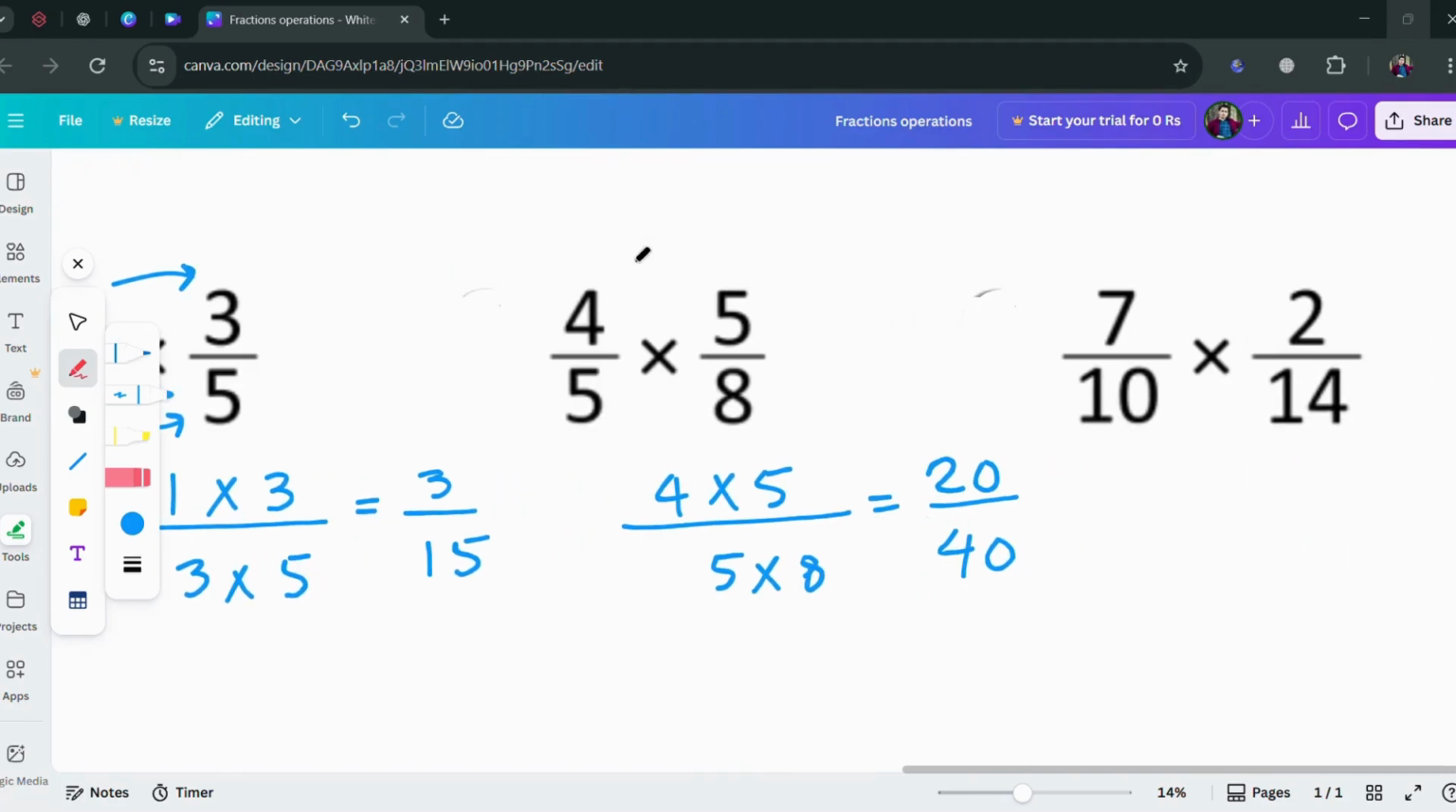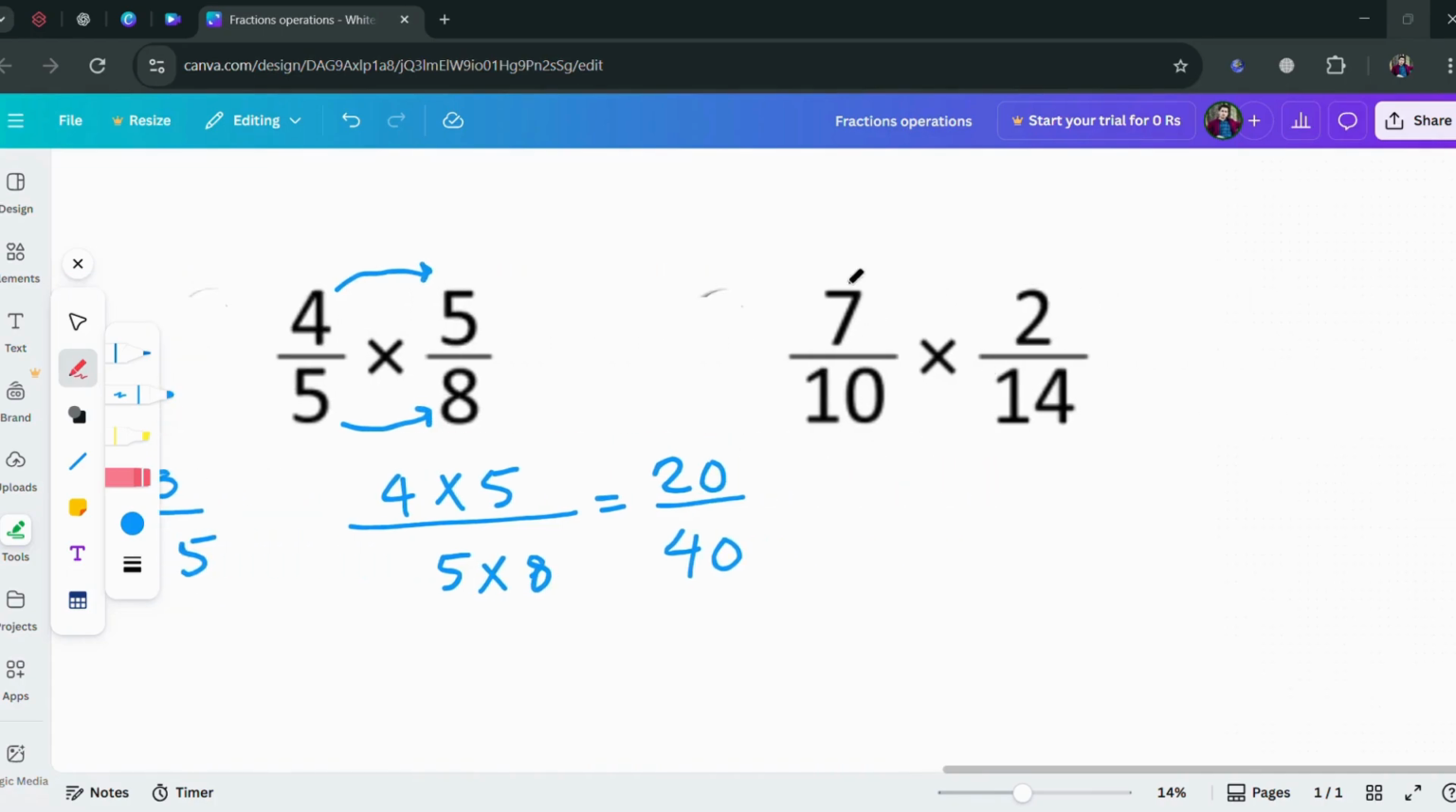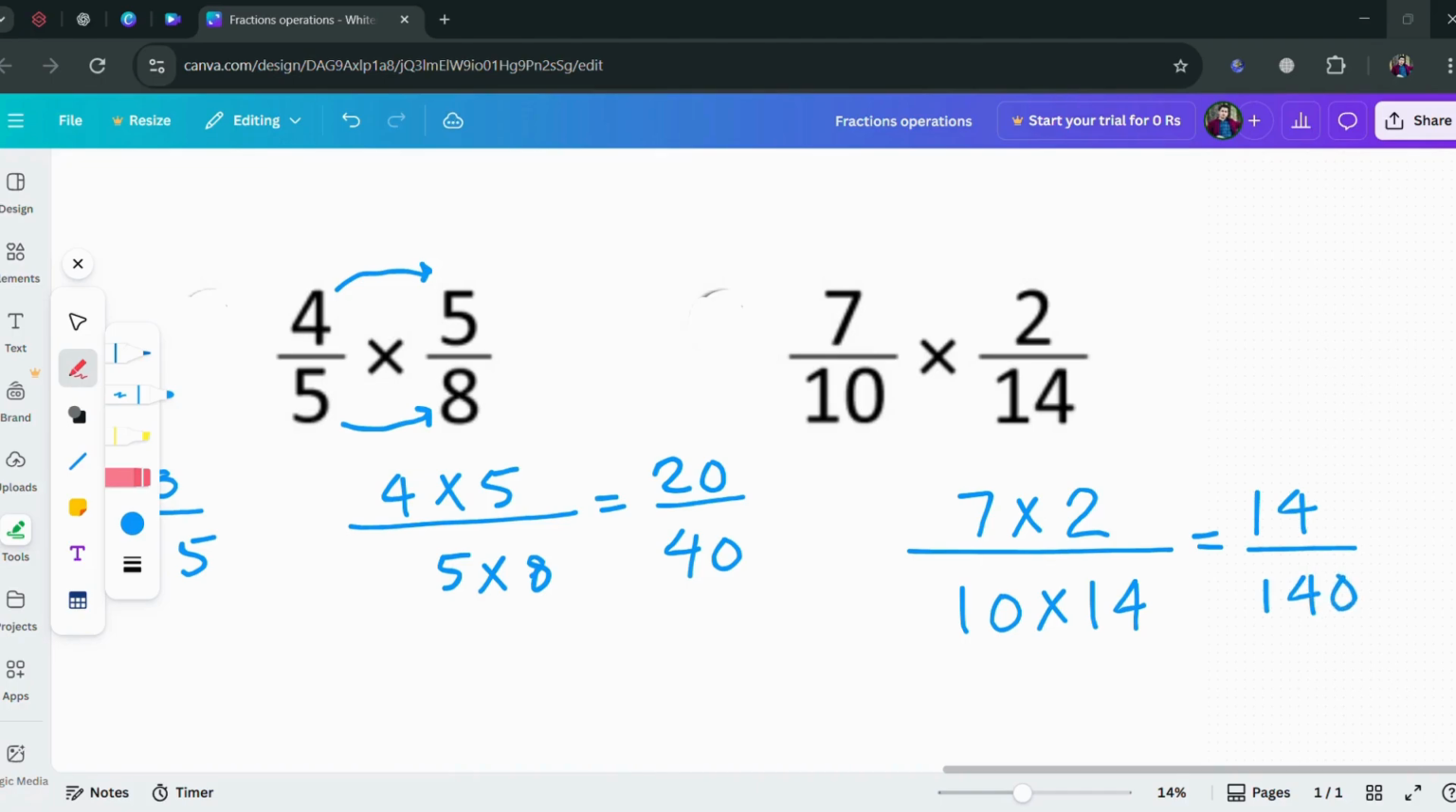It will just go numerator to the numerator and denominator to the denominator. It will multiply that way. Always remember this whenever you are multiplying fractions. For this one I'm going to perform the exact same operation. If I show you 7 multiplied by 2 and 10 multiplied by 14, it's going to give me 7 multiplied by 2 is equivalent to 14, right? And 10 multiplied by 14 is equivalent to 140.